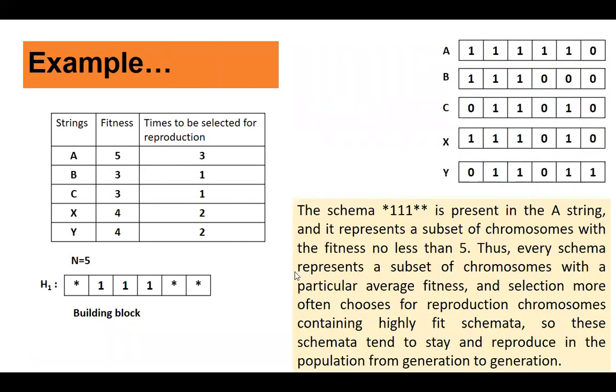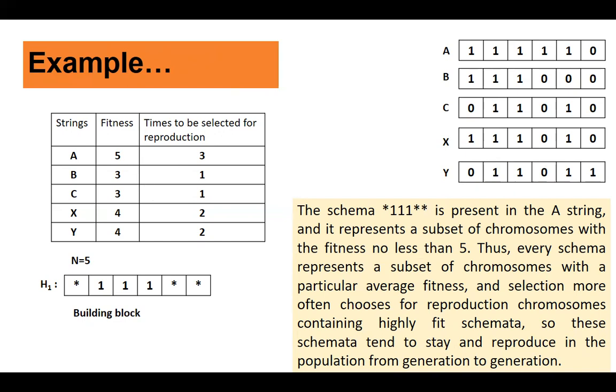Fine. Now, if we have a separate building block, let us say if I make it 1 1 1, right? Now the schema star triple 1 star, where is it present? You can just say 1, 2, 3 ones together, right? At this position here. It's only in string A, right? It's present only in string A, and it represents a subset of chromosomes with fitness not less than 5. Fitness of A is 5.